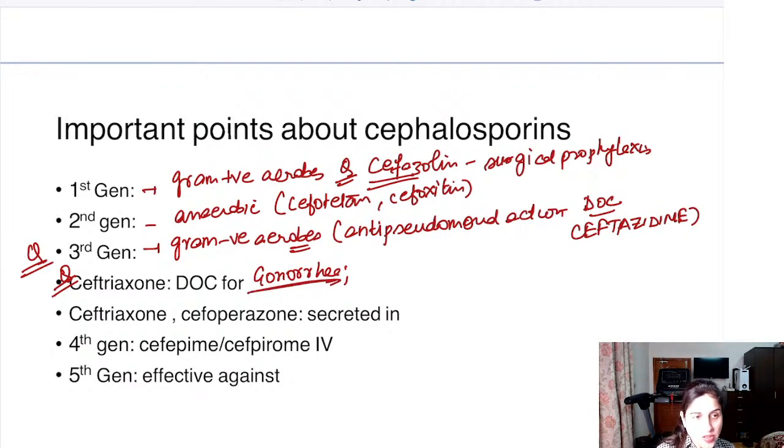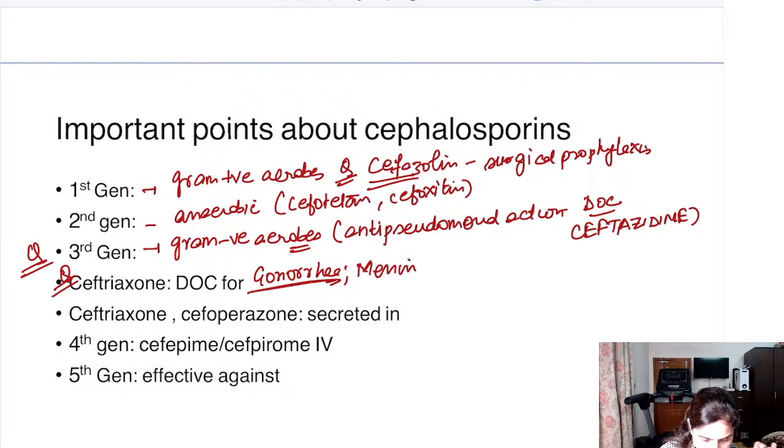So another question was asked: which of the following diseases do not require combination therapy? So the options were malaria, tuberculosis, leprosy, and gonorrhea. So the answer is gonorrhea, because only single drug therapy is recommended as the drug of choice for gonorrhea, not any combination therapy. So this is the drug of choice for gonorrhea.